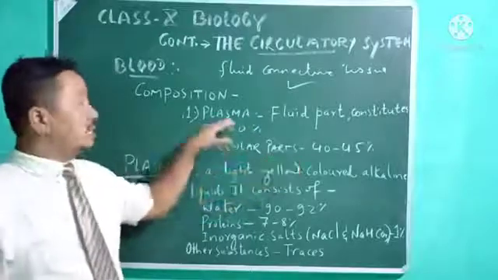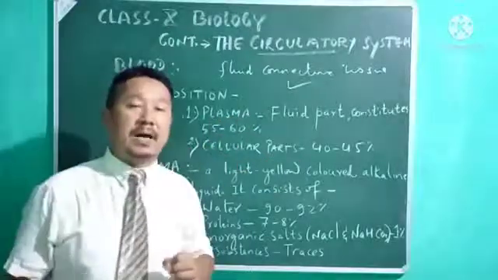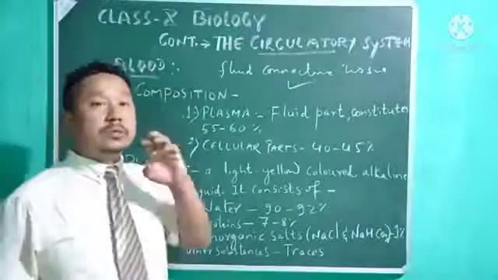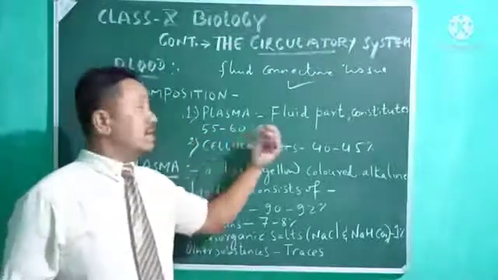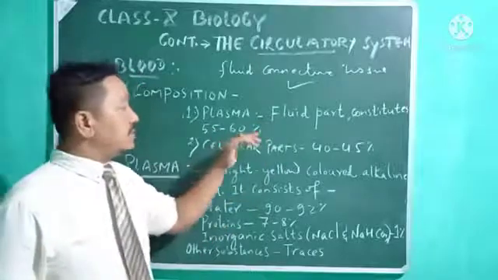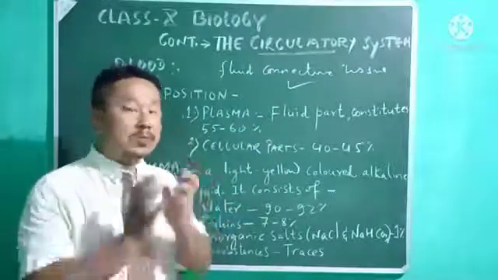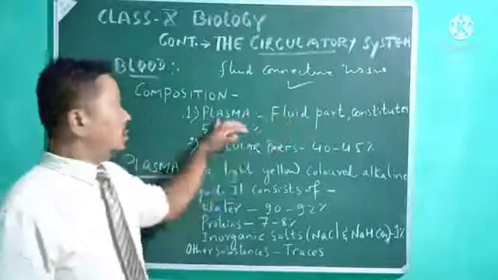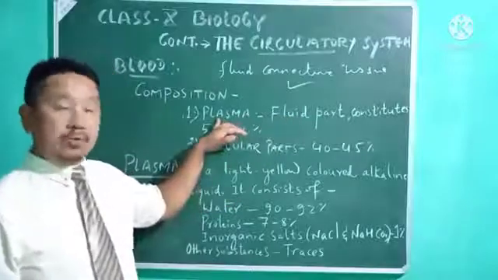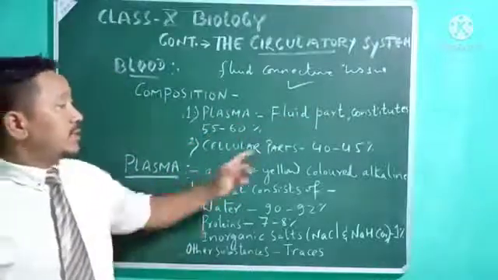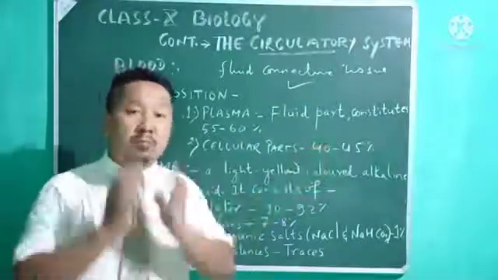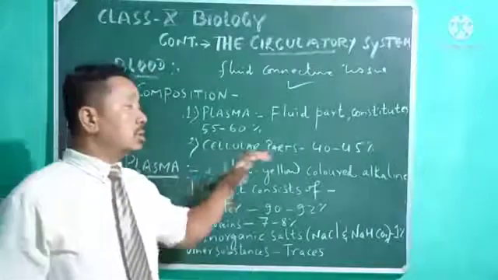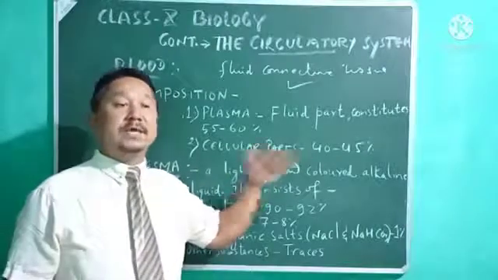Okay, plasma is the fluid part of the blood, which constitutes 55 to 60% of the blood. That means your 55 to 60% of the blood is composed of the fluid part called plasma. Okay, and the remaining 40 to 45% of the blood you find being composed of the cellular parts. That means cells of the blood.